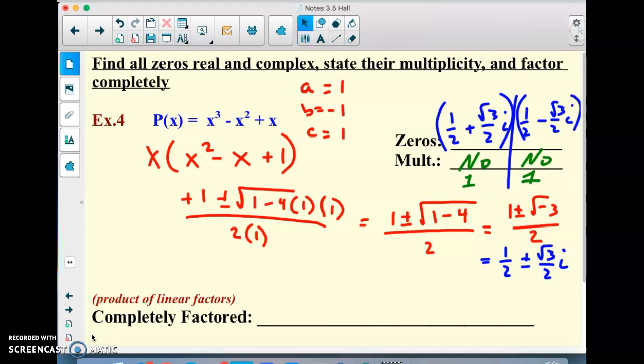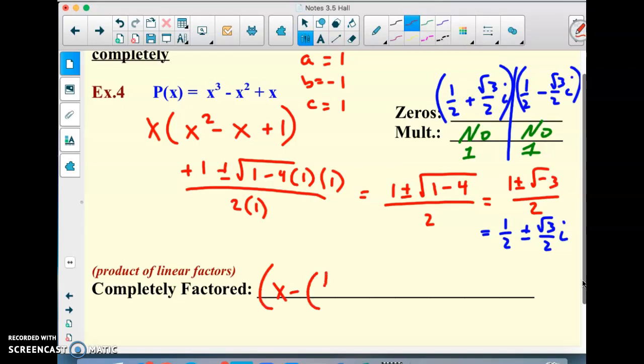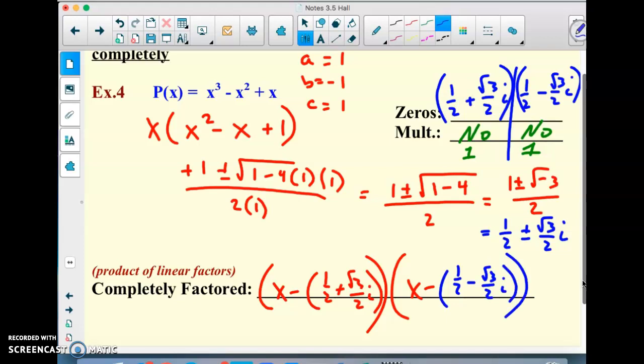Okay, great. Now watch when I put the linear factors. Kind of tricky, but not if you've been paying attention in the other videos. It's always x minus the zeros. So I'm going to put in parentheses x minus 1/2 plus root 3 over 2i. Close that one off. And again, x minus, in different colors so you can see it even better, 1/2 minus root 3 over 2i. There you go. Those are my linear factors.